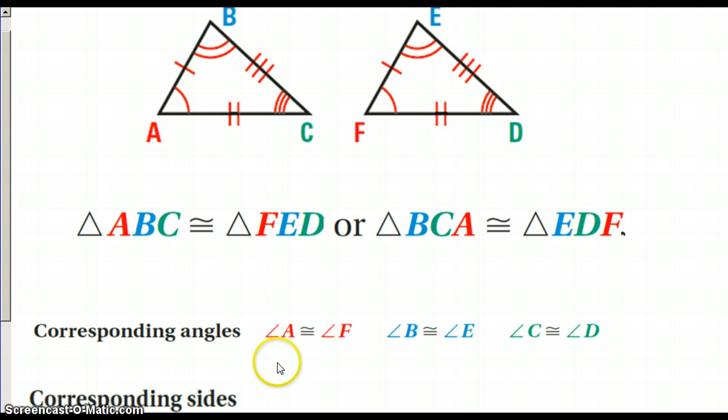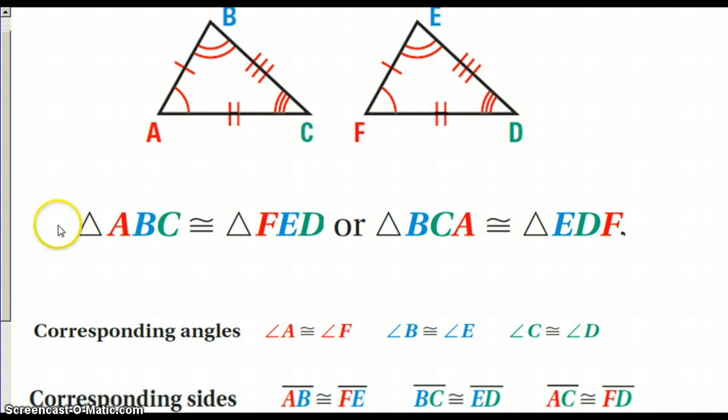Next, we have 3 different sides. So if we wanted to start with AB, we would say AB is congruent to EF, and BC is congruent to ED, and then AC is congruent to FD. You just have to make sure that you're checking out the congruent statement. That's always going to help you.